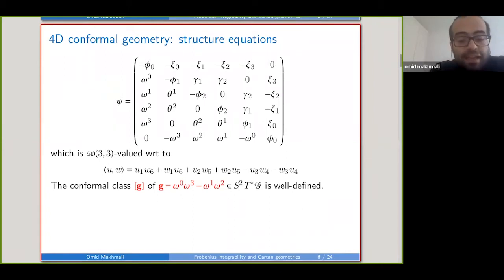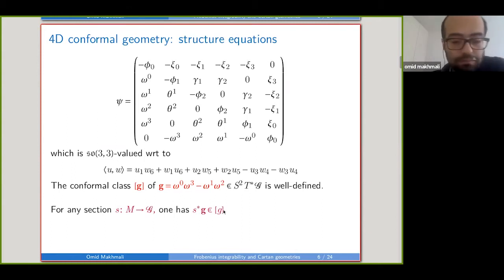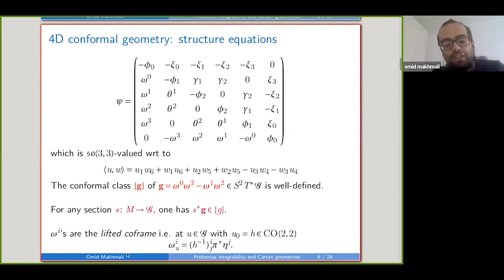And one can see that this bilinear form, the conformal class of it, on the principal bundle G is well-defined. And taking any section from the manifold to our principal bundle, the pullback of this bilinear form belongs to the conformal class of our metric g. Moreover, these omega i's are usually referred to as lifted coframes, meaning that if you take a point u in the principal bundle and denote by h the G0 part of u, taking value in CO(2,2), then these lifted coframes, given a trivialization of the principal bundle, can be written as the pullback of some preferred choice of coframe on M, pulled back to the principal bundle, and then multiplied by the inverse of h.